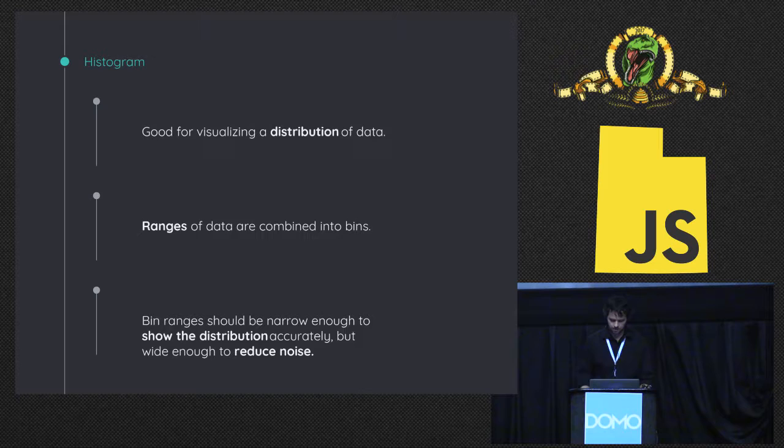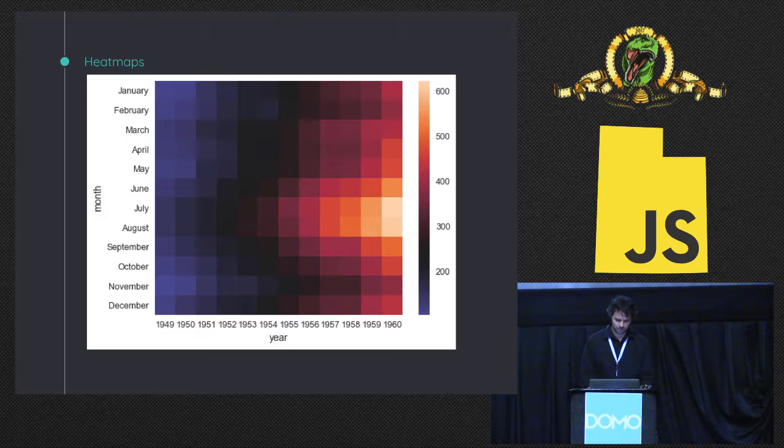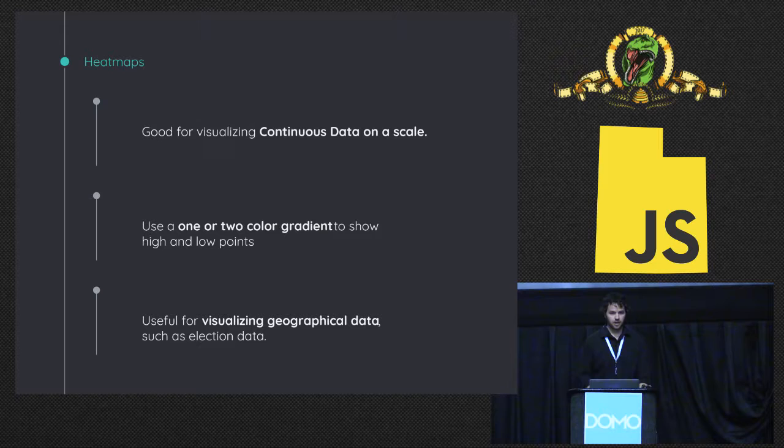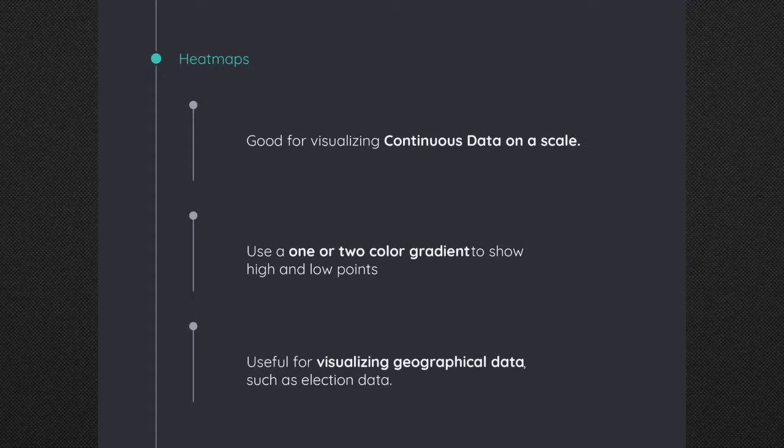Next is one of my favorites, heat maps. They're really excellent for visualizing 3 dimensions of data. And here, the interesting point would be this light point over here. They're good for visualizing continuous data on a scale from one point to another. Use a 1 or 2 color gradient to show the high and low points of your attributes. They're useful for visualizing geographical data, such as election data.